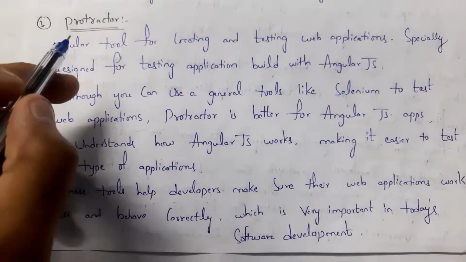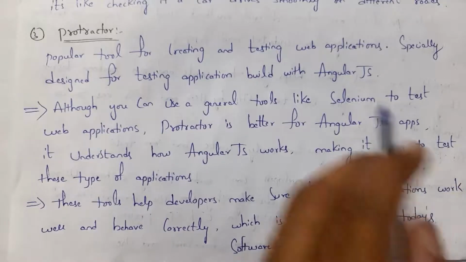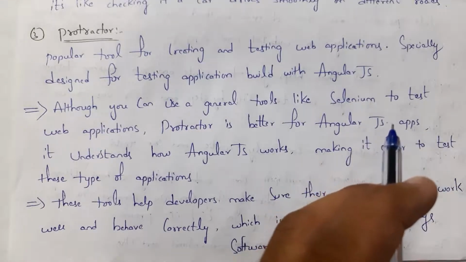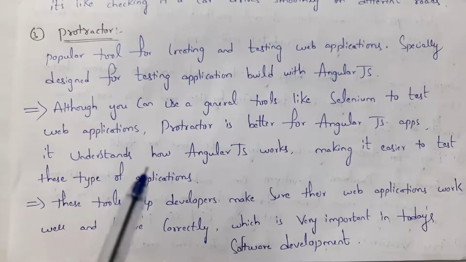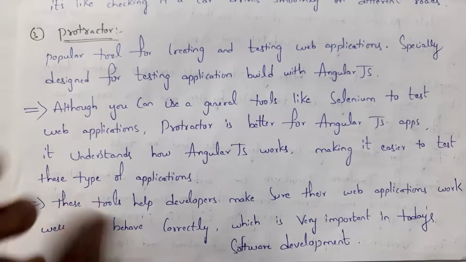And the third tool is Protractor. Guys, by using the Protractor tool, we can create web applications and we can also test those web applications. And by using Protractor, we can test applications that are built with AngularJS. So the main purpose of Protractor is to test applications that are built with AngularJS. Normally you can also use Selenium in order to perform testing on web applications. But Protractor is better to test AngularJS applications. This Protractor clearly understands AngularJS. So testing will also be very easy.